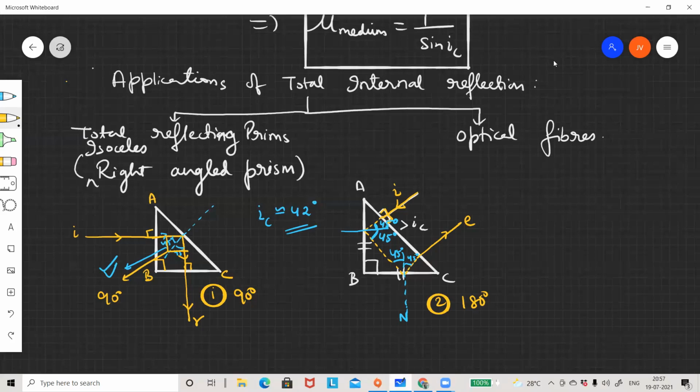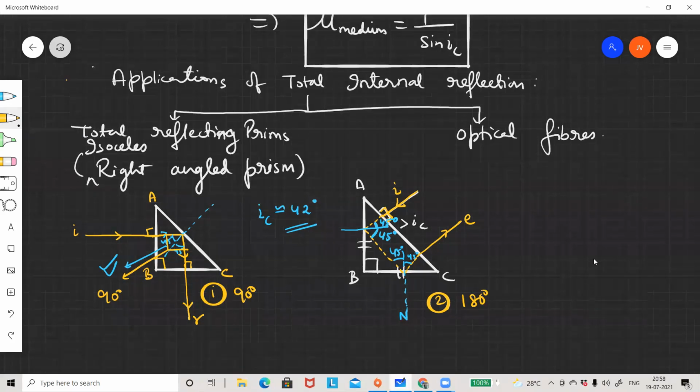Total internal reflecting prisms are prisms which help us rotate the ray of light through a certain angle. 90 and 180 are standard numbers, but we can bend the ray of light through various angles. The condition is that the ray of light has to be incident on a particular surface at an angle greater than 42. These are the high-end numbers; 90 and 180 mean in-between numbers are also possible.